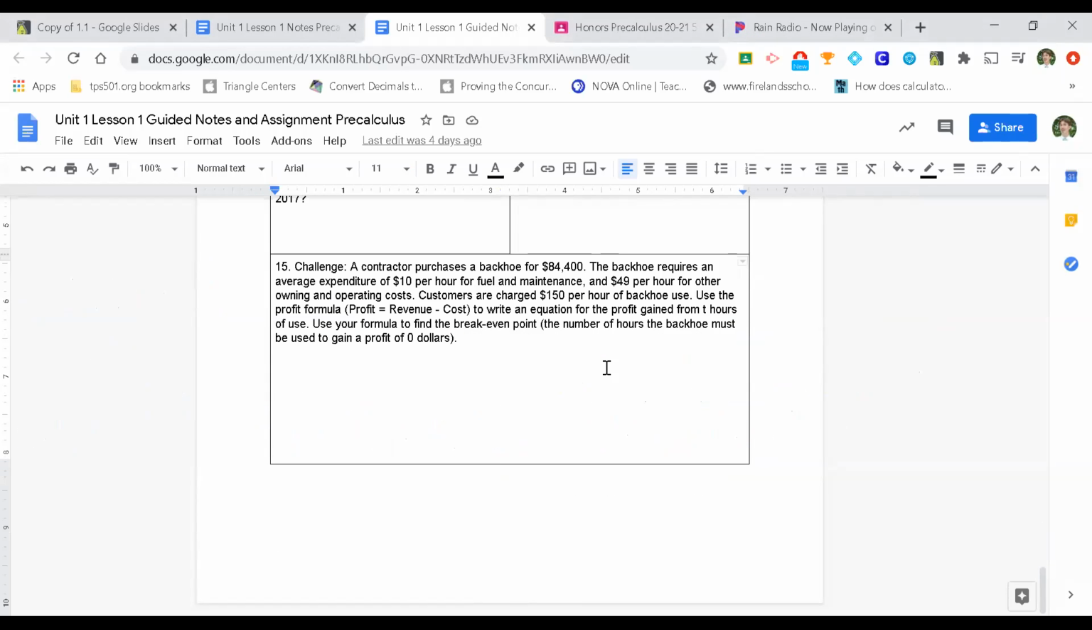A contractor purchases a backhoe for $84,400. The backhoe requires an average expenditure of $10 per hour for fuel and maintenance and $49 per hour for other owning and operating costs. Customers are charged $150 an hour for the backhoe use. Use the profit formula, profit equals revenue minus cost, to write an equation for the profit gain from T hours of use. Use your formula to find the break-even point: the number of hours the backhoe must be used to gain a profit of $0.